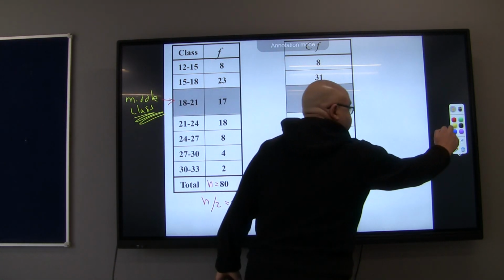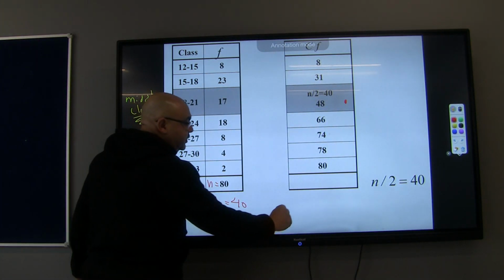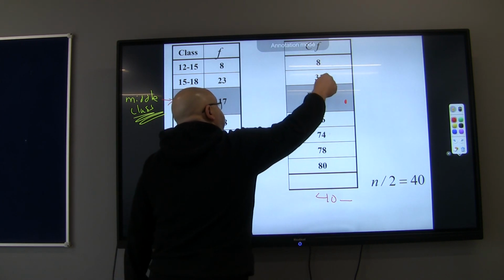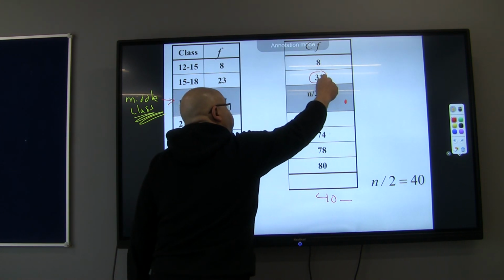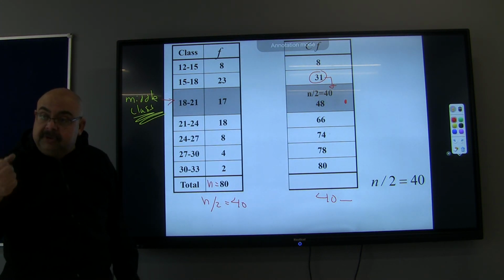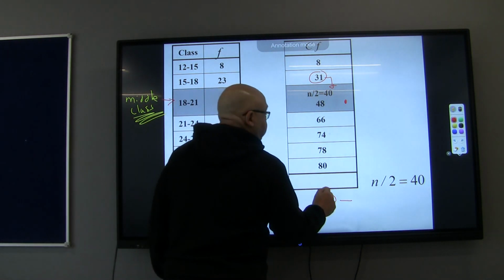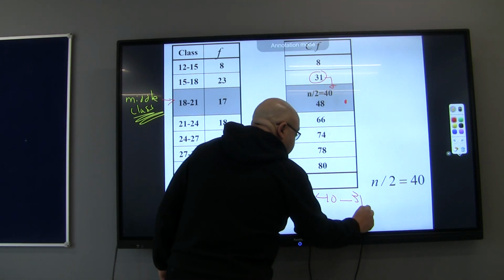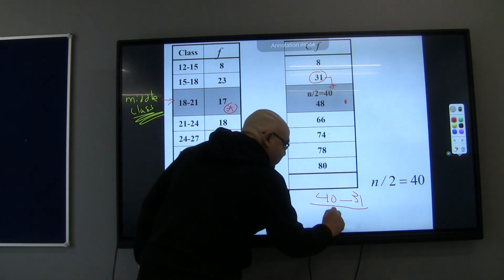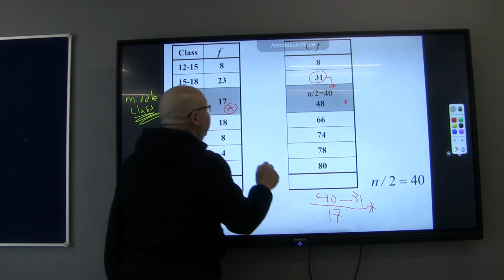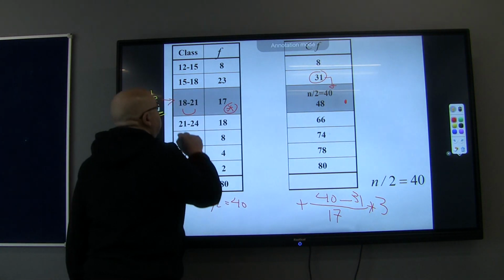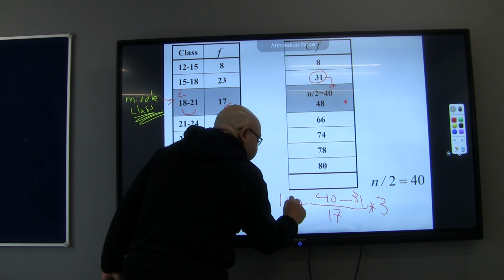So how to get it exactly? All I have to do is get n over 2, which is 40, minus the cumulative frequency number that's before 48. So I must get the cumulative frequency that is less than 40, before the median class. So that means 40 minus 31, divided by the frequency of the middle class, so this gets divided by 17, times the interval width of this middle class, which is simply 3, plus the lower limit of this class, which is 80.